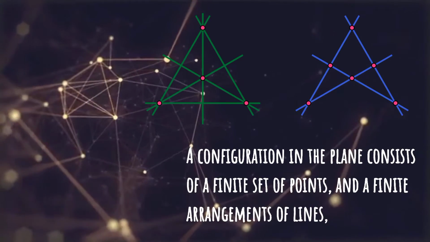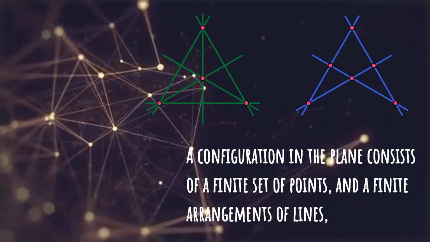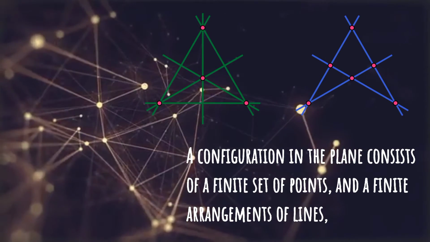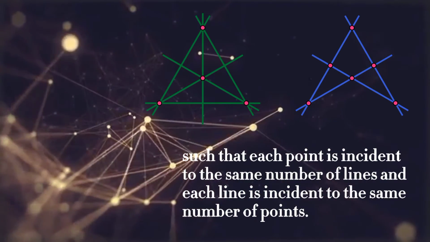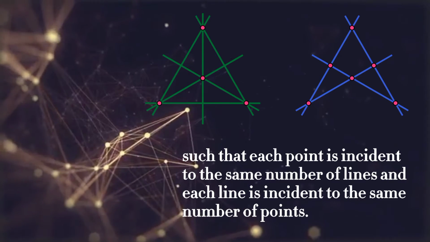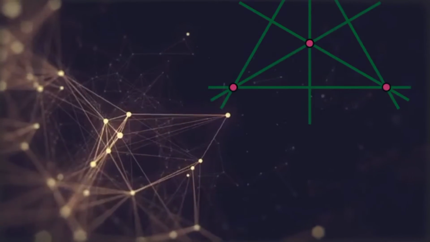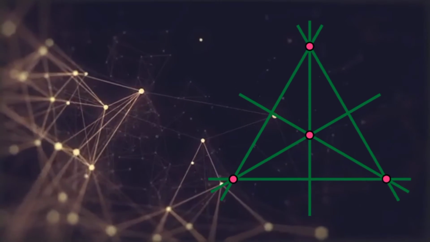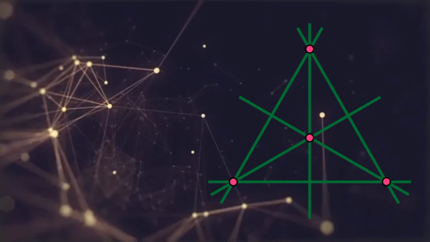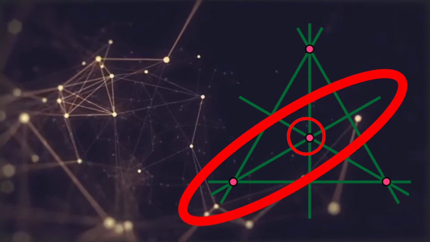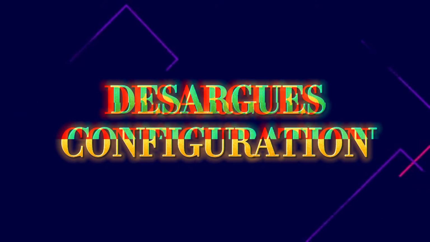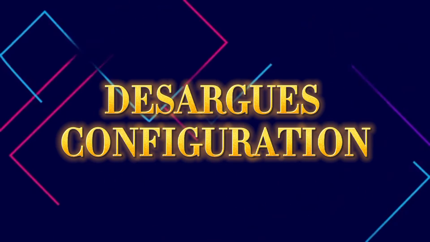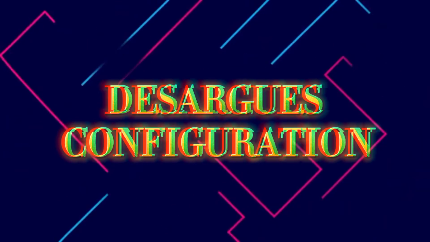A configuration in the plane consists of a finite set of points and a finite arrangement of lines, such that each point is incident to the same number of lines and each line is incident to the same number of points. So, a configuration is an incidence structure of v points and v lines such that there are r lines through each point, r points on each line, and two lines meet in at most one point. So now that we have a brief background about the configurations, let's proceed to the first configuration.